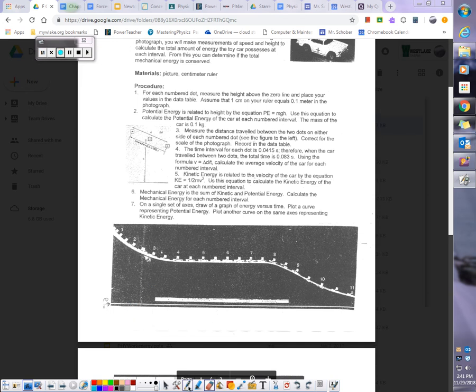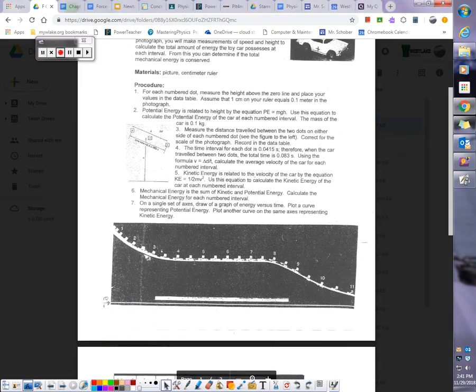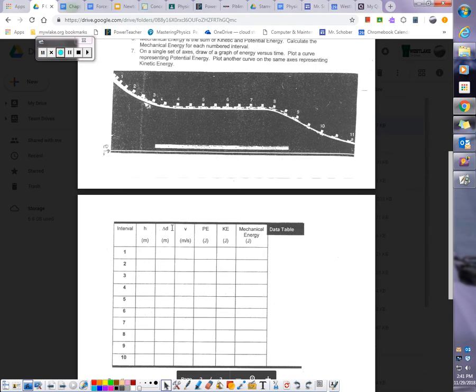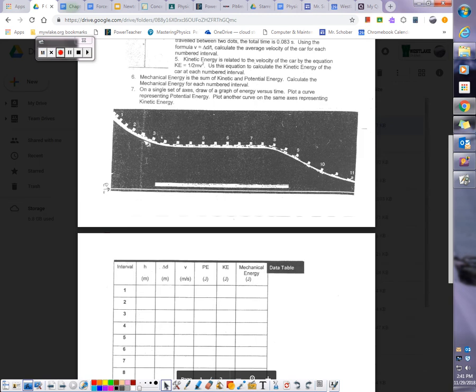The next item you'd want to fill out is the delta D, which is how they write displacement. This one can confuse people sometimes. For that, you're going to measure the distance the car traveled in each of the intervals. The numbered dot is in the middle of the interval. So for each delta D, you measure the distance between the two unnumbered dots on either side of the numbered dot. Here's your numbered dot, number 1, and you measure the distance between the middle of the two unnumbered dots. You're going to measure that distance right there.